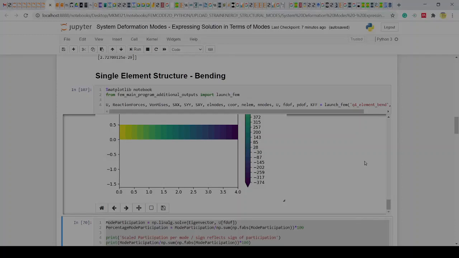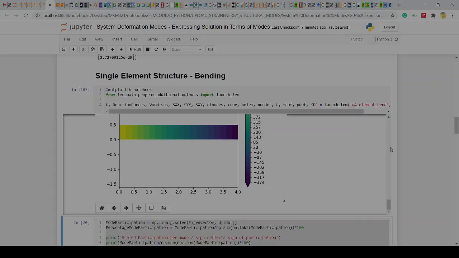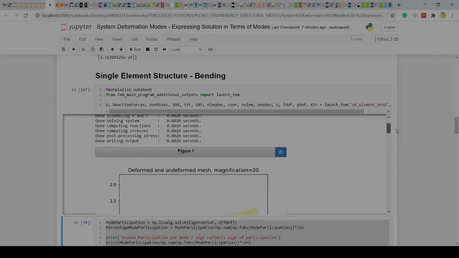Alright, so now what we have is a single element structure in bending. Please feel free to go and open up this file, see for yourself what's going on. All that's changing is this element bend is now applying a shear on the right hand edge, uniform shear. You can go and calculate what's the expected stress. That's part of the verification, so I'm not going to do it, but it's up to you to do it.